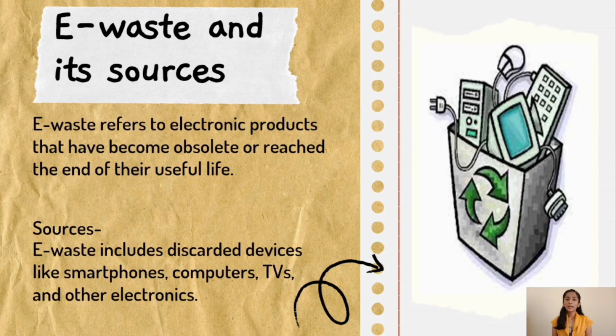As we all know, electronic waste is abbreviated as e-waste, and e-waste refers to electronic products that have become obsolete or reached the end of their useful life. The sources of e-waste include discarded devices like smartphones, computers, TVs, and other electronics.